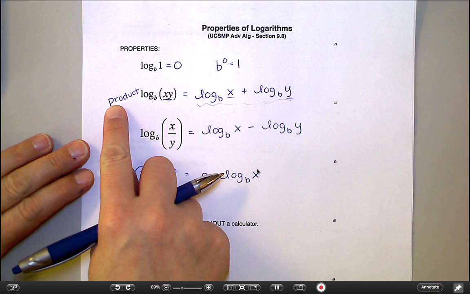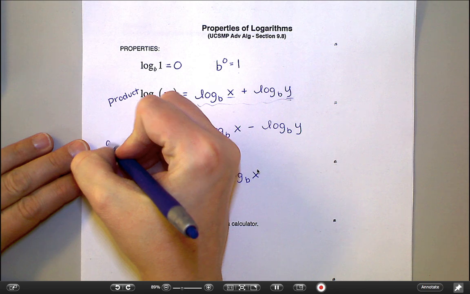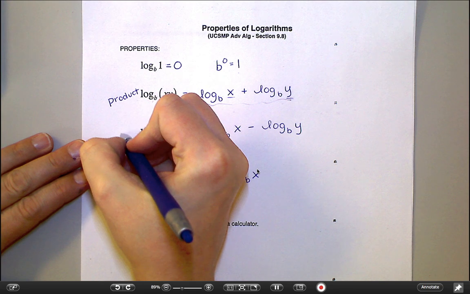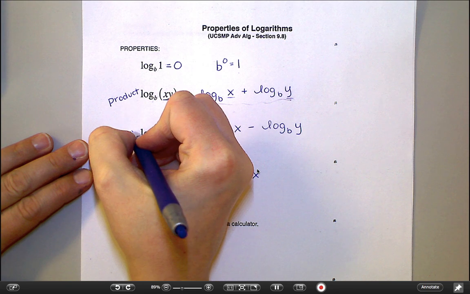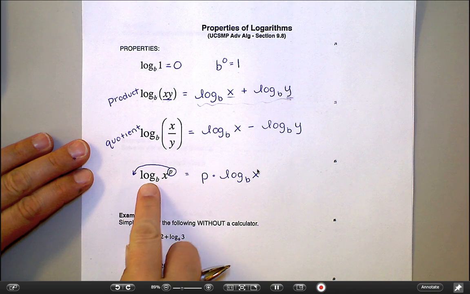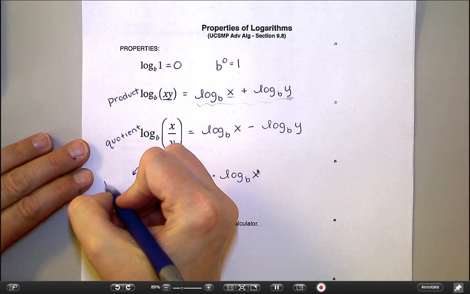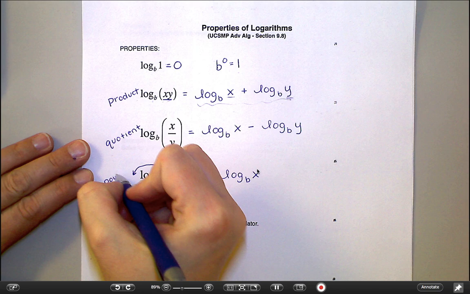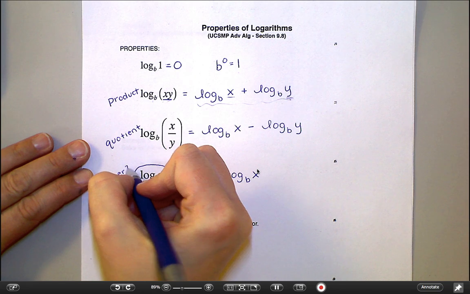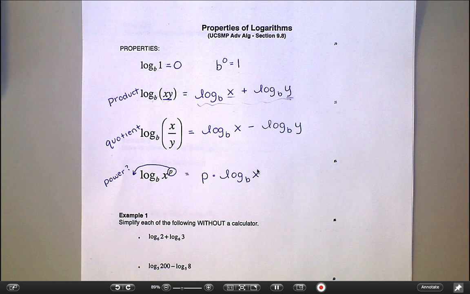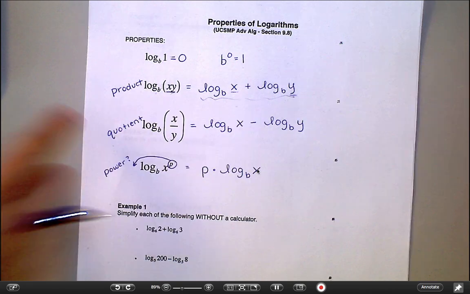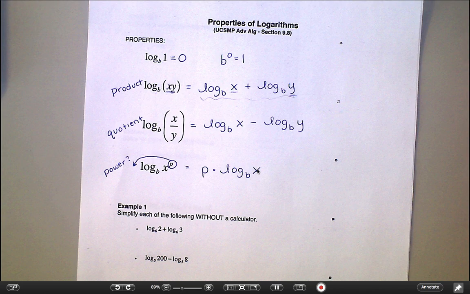Oh, I mentioned this is the product rule, so this is the quotient rule. And I'm actually not sure what they call this one. Maybe the power. I'm just going to write power with a question mark. Obviously, you can tell that I don't really care about the names of these things so much, but I just want you to know what they're talking about when they refer to these.